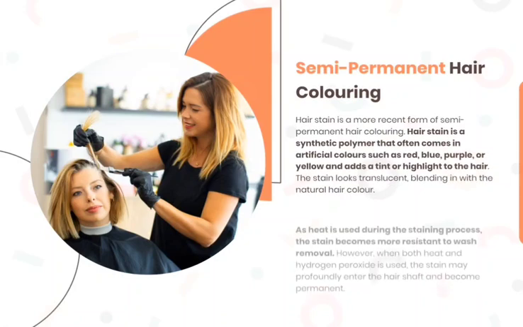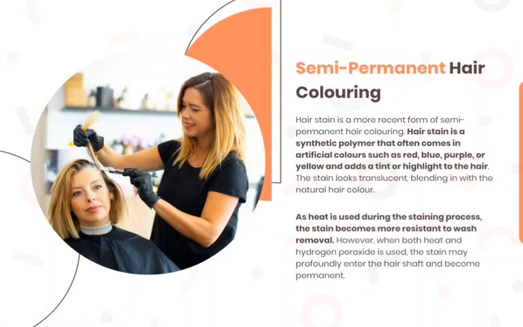Hair stain is a more recent form of semi-permanent hair coloring. Hair stain is a synthetic polymer that often comes in artificial colors such as red, blue, purple, or yellow and adds a tint or highlight to the hair. The stain looks translucent, blending in with the natural hair color. As heat is used during the staining process, the stain becomes more resistant to wash removal. However, when both heat and hydrogen peroxide are used, the stain may profoundly enter the hair shaft and become permanent.